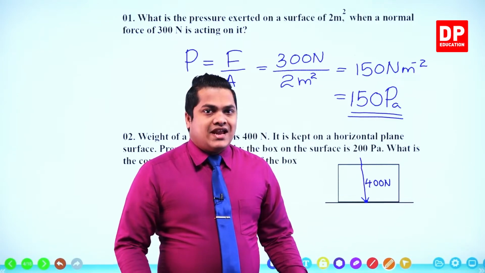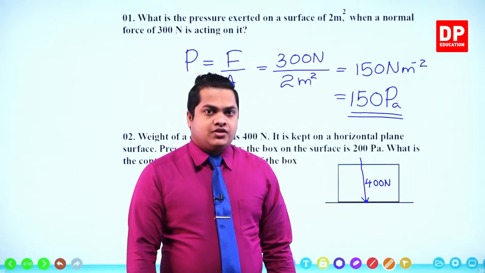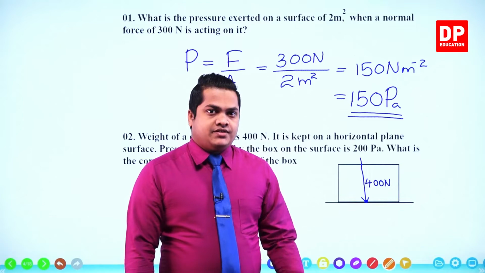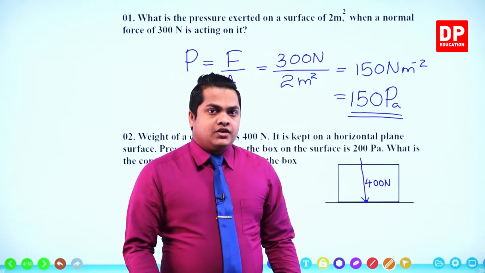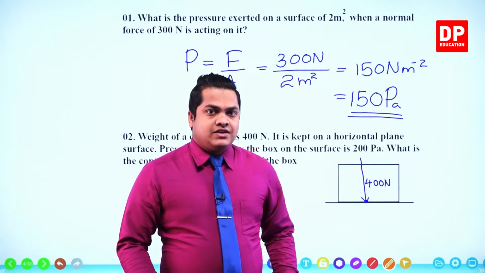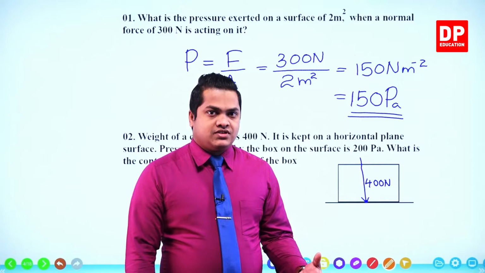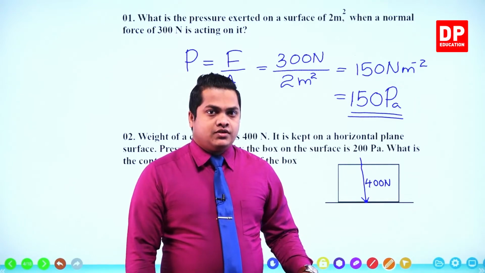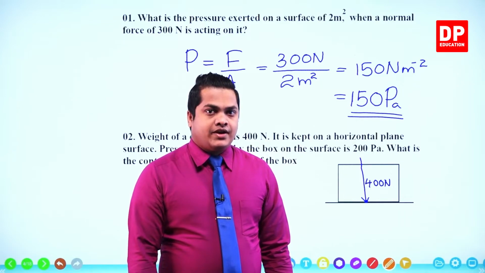So when you are standing on the ground also, you are exerting a certain amount of pressure on the ground because of your weight, right? The earth is pulling your mass towards the ground. So that pull exerts a force on the ground, as your legs have a certain surface area, right?